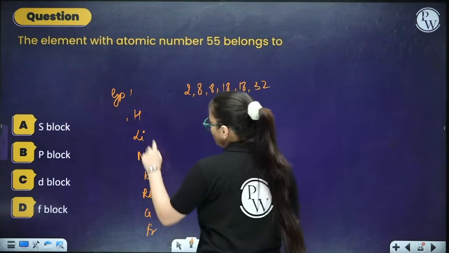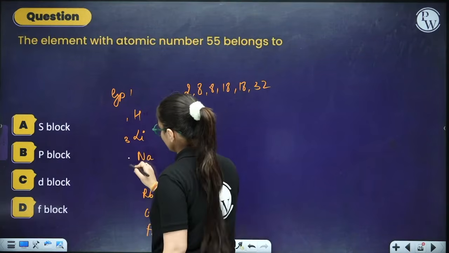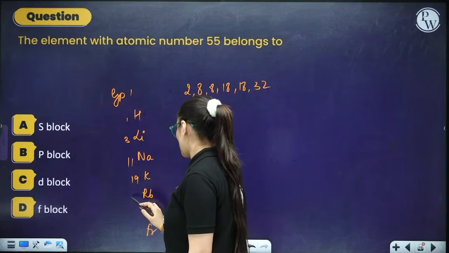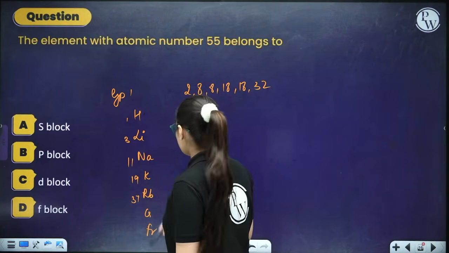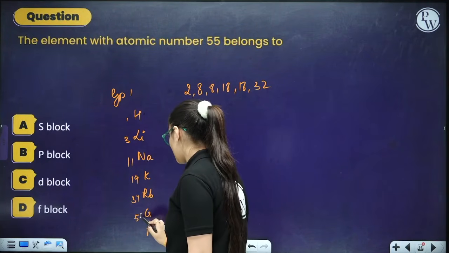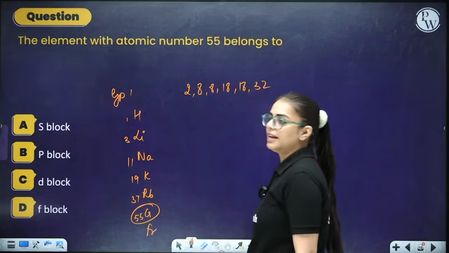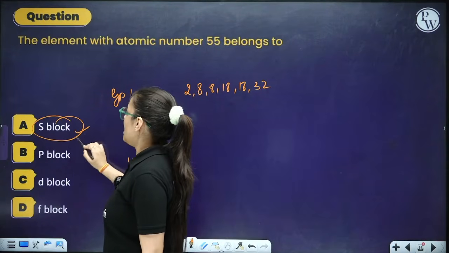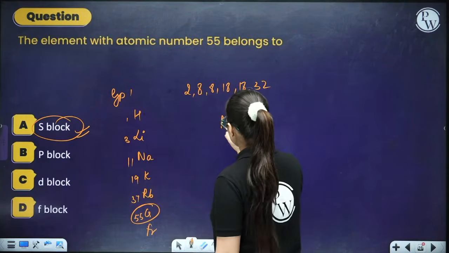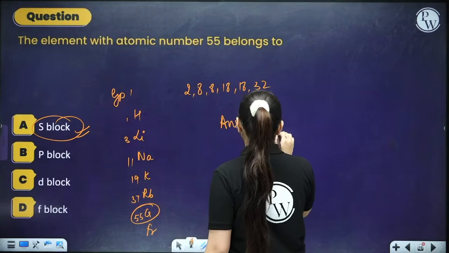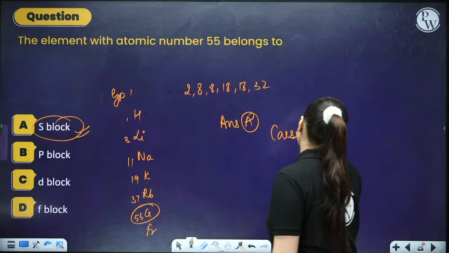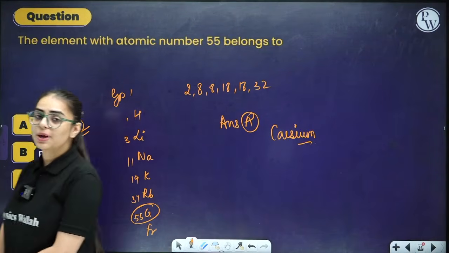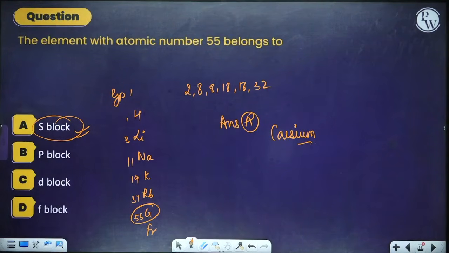So add 2 into 1, you will get 3. Add 8 into 3, you will get 11. Add again 8, you will get 19. Add now 18 into it, you will get what? 37. Now add again 18, you will get what? 55. So cesium basically is the element which has atomic number 55 and it belongs under the S block element. So the answer comes out to be option number A, as it is cesium. Clear, everybody? Write it down so that I can move on to the next question of ours. Done, students?